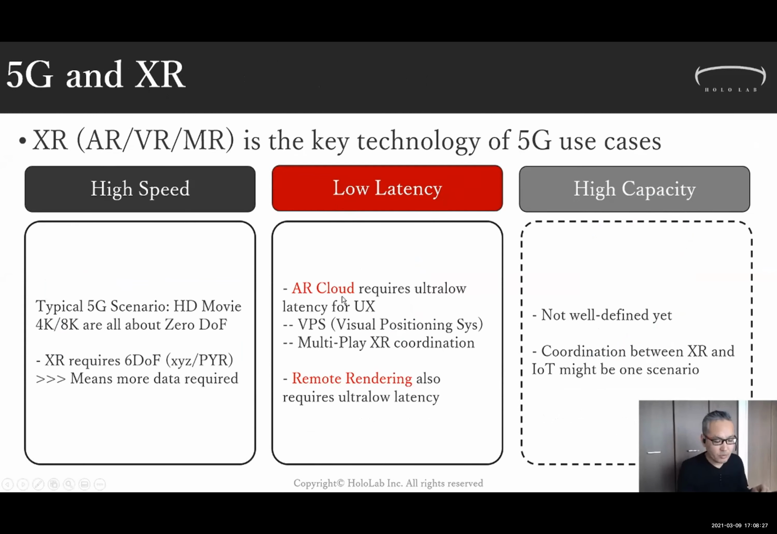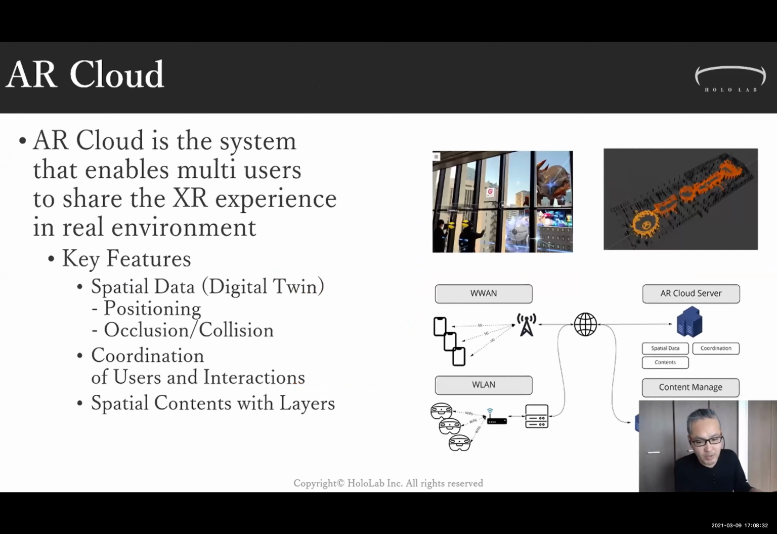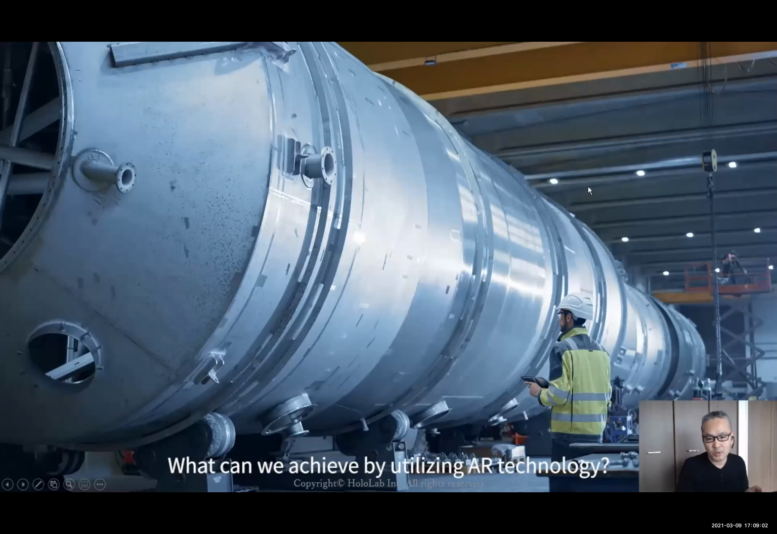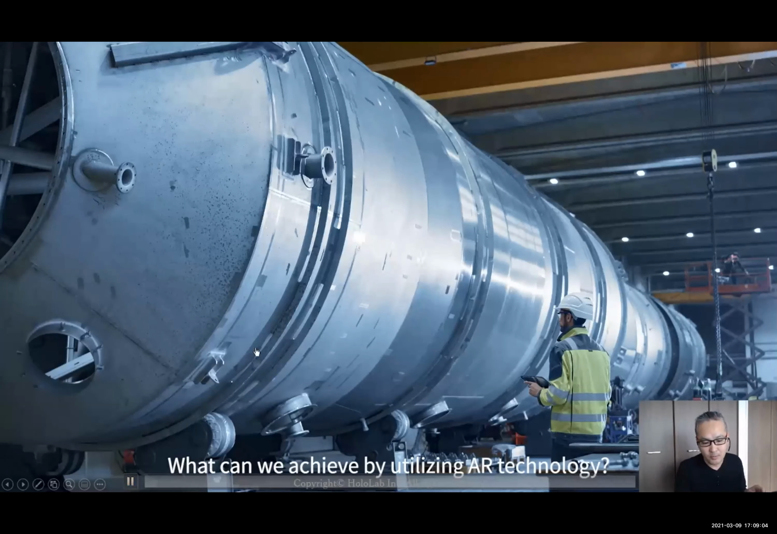I would like to talk about two different technologies. The first is AR Cloud, and the other is remote rendering. AR Cloud is a system that enables multiple users to share the XR experience in a real environment like this. The key features: first, spatial data, a digital twin. We scan the environment and turn it into 3D spatial data. We also have a multi-user coordination system and spatial contents with layers. I want to show you one video.